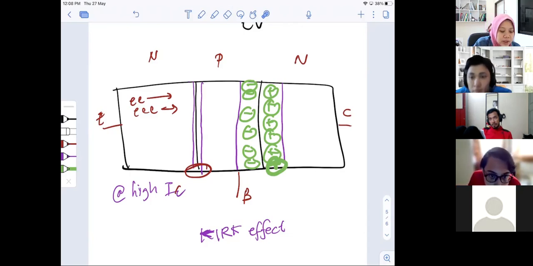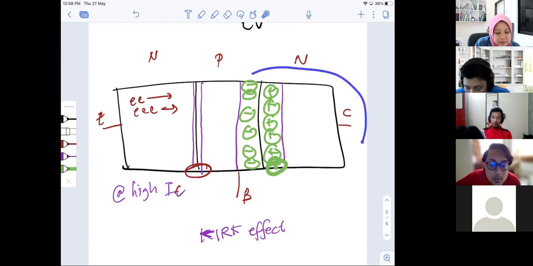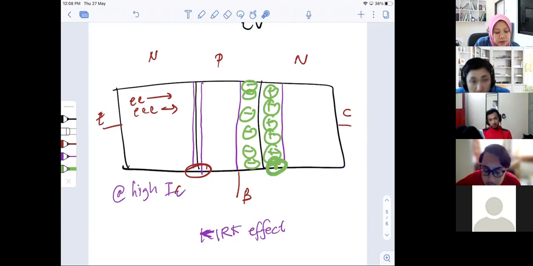Correct. So here in the collector, you cannot have recombination, number one, because here, when electrons are here, it's NNN. So the only place where you can have recombination is in the depletion or in this collector region. But in the collector region, not possible because it's the same electron, majority of electron over there.